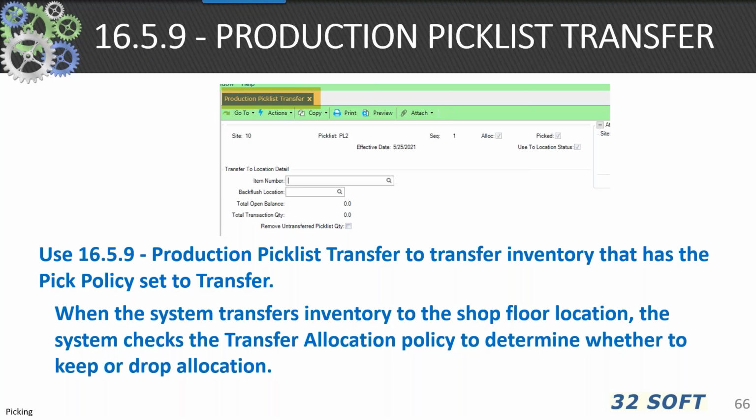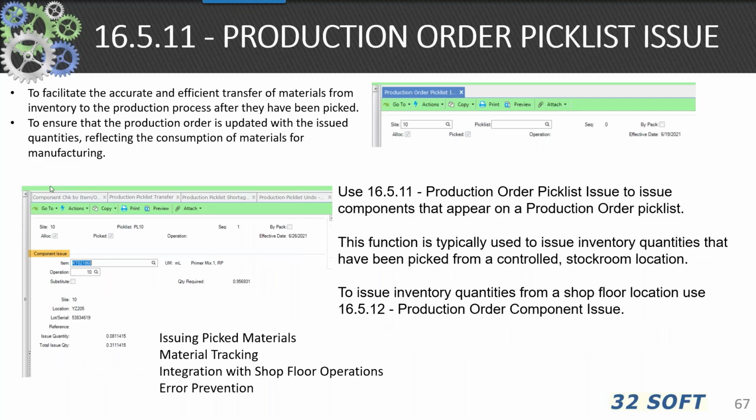The system transfers allocations and picked inventory from stocking to the shop floor. You can use 16.5.11 production order pick list issue to issue components that appear on a pick list. This function is typically used to issue inventory quantities that have been picked from the stockroom.